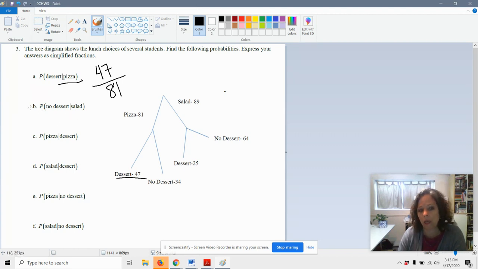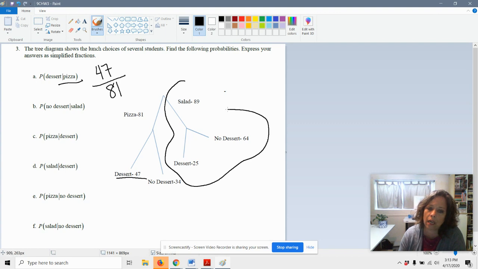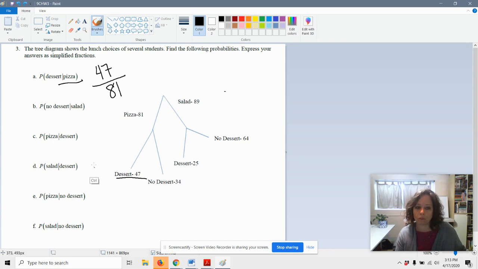On part B, it's asking what's the probability of no dessert conditioned on having salad. So now we're only looking at this salad data, just this data. We don't care about the other data right now because our problem is just concerned with salad data. So the number of people that did not have dessert in that category was 64, and the total number of people in the salad category is 89.